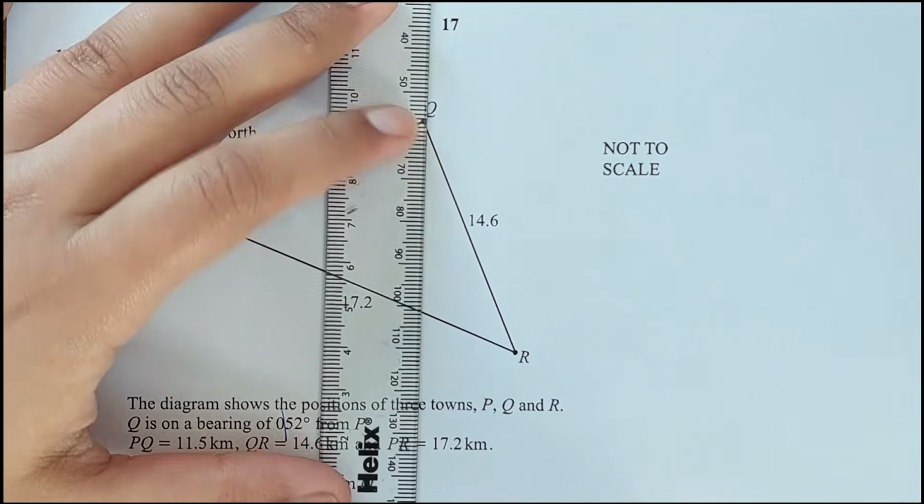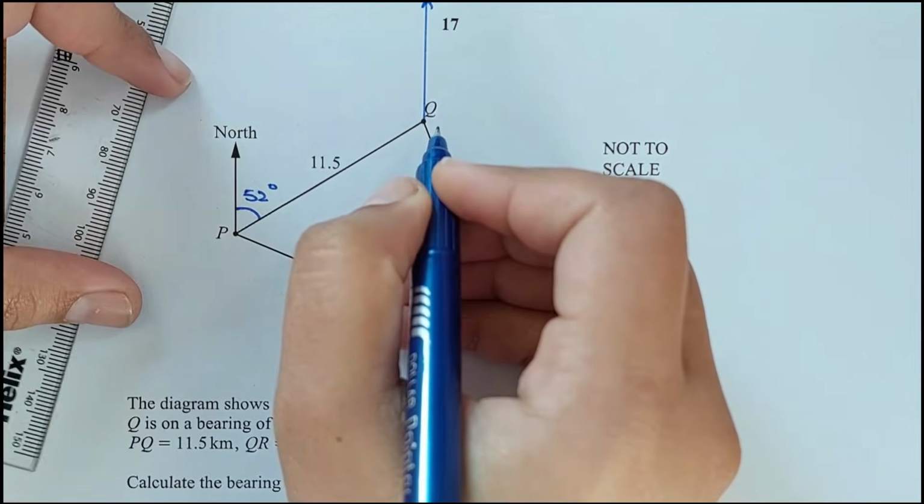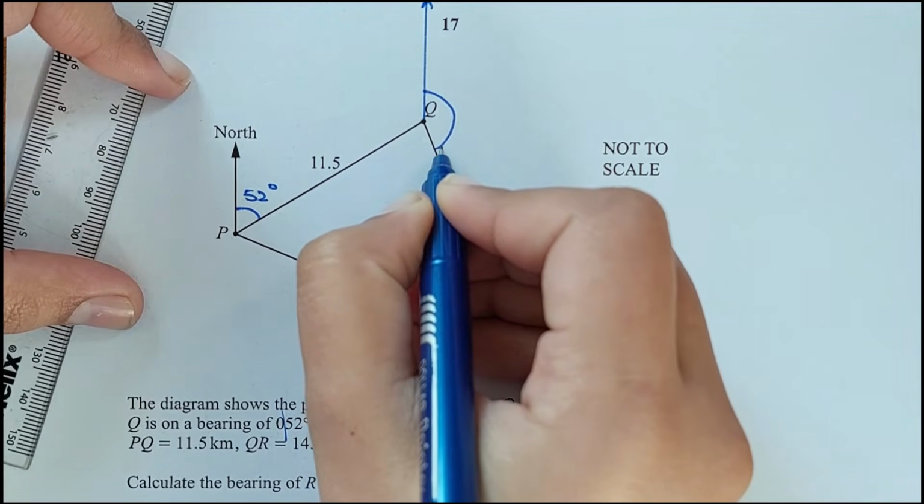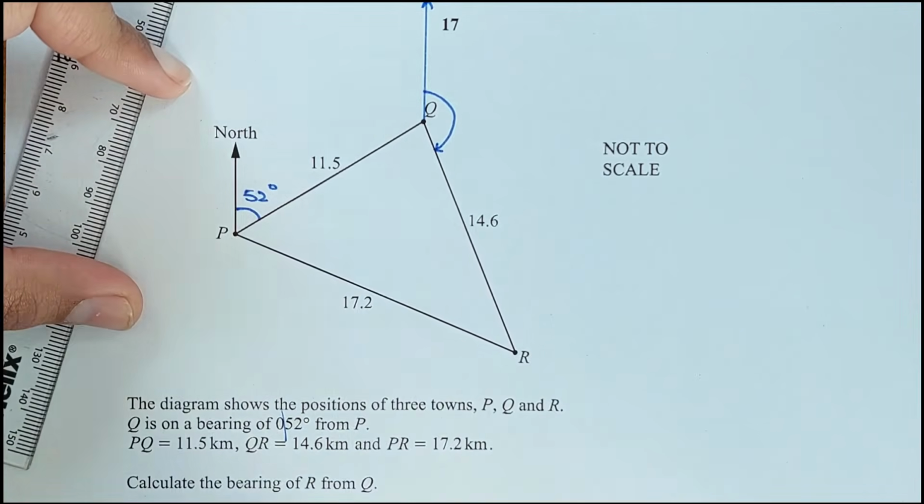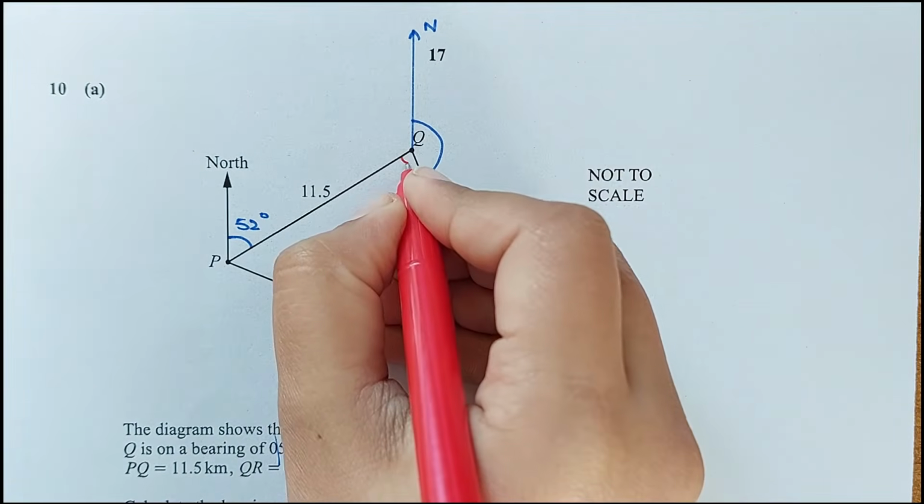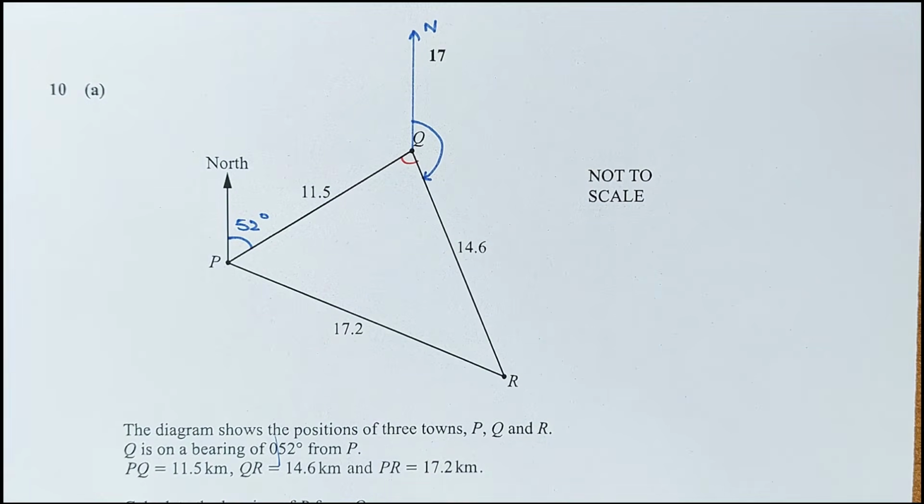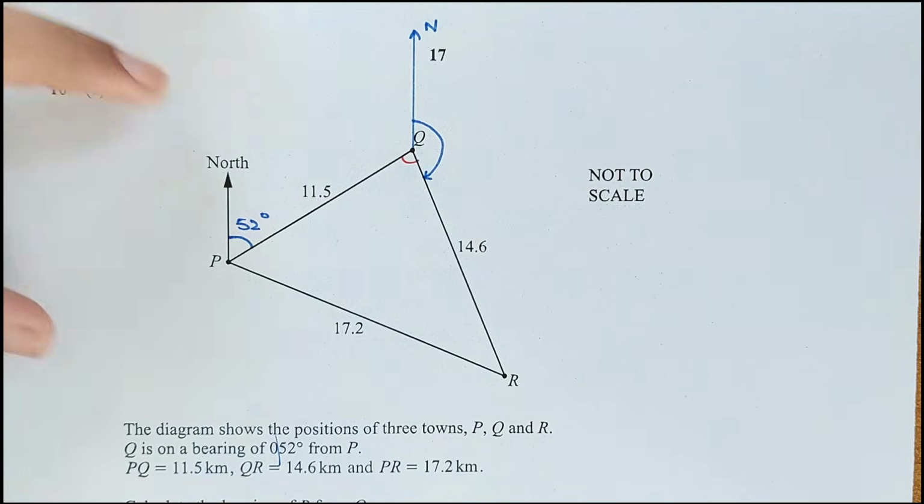Bearing of R from Q means we have to draw the north line at Q. This is the north line, and this angle we have to find. This is the bearing of R from Q, right? Okay, so in the first step, we have to find the angle PQR. We have all 3 sides of a triangle and we have to find one angle, so we have to use the law of cosine here. Apply the law of cosine. We have to find the angle Q.